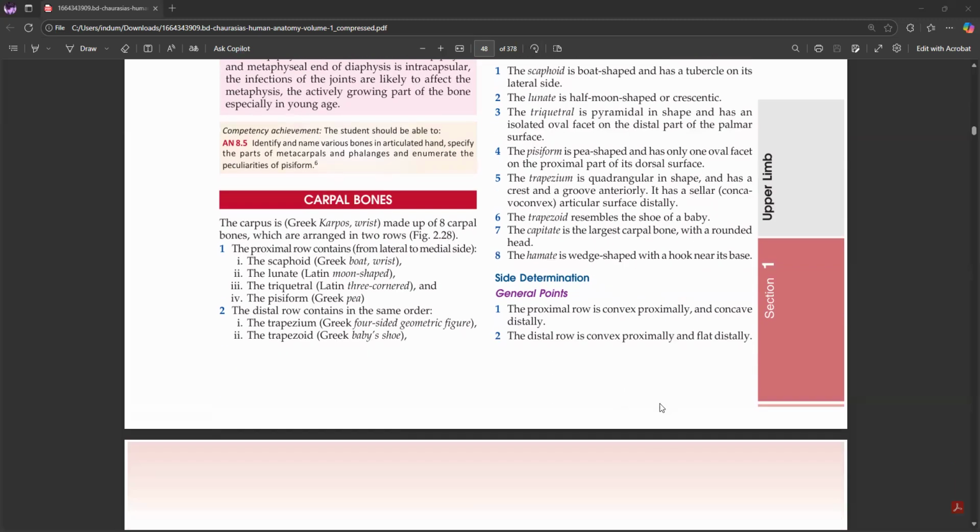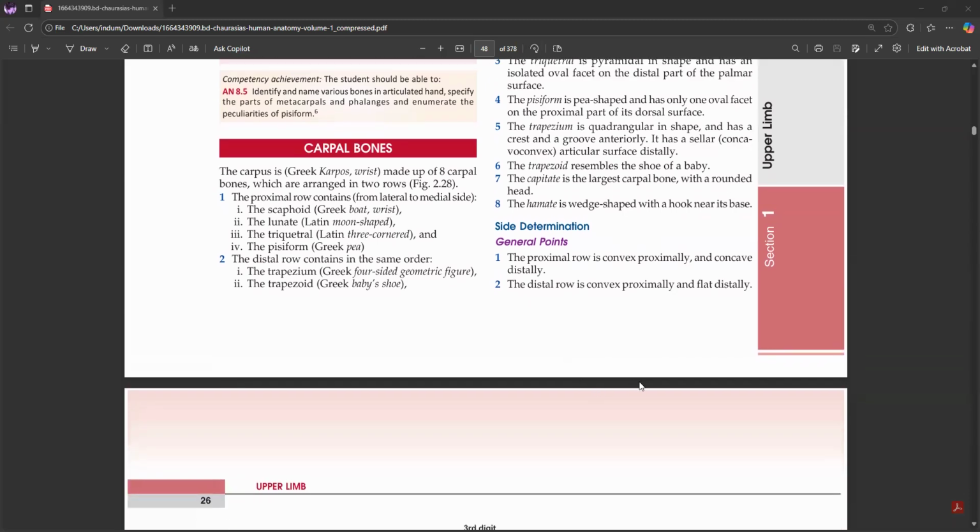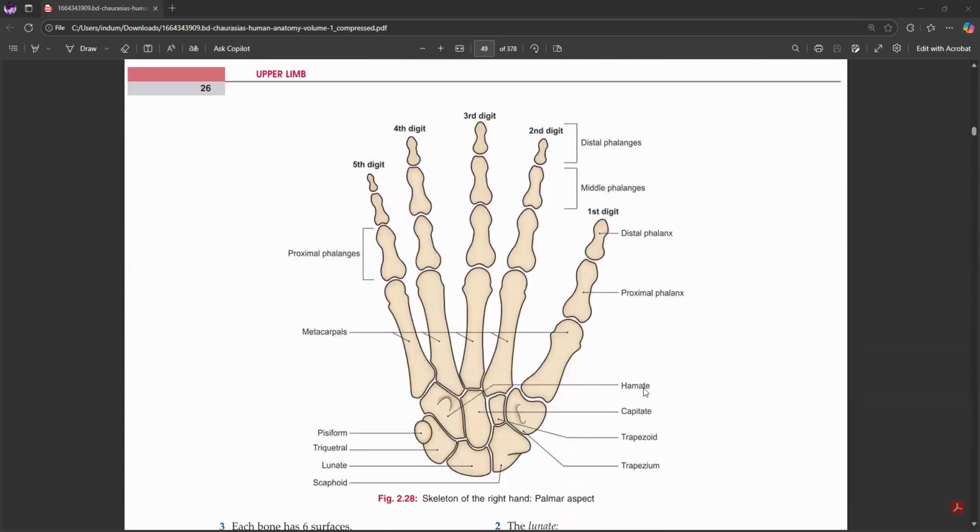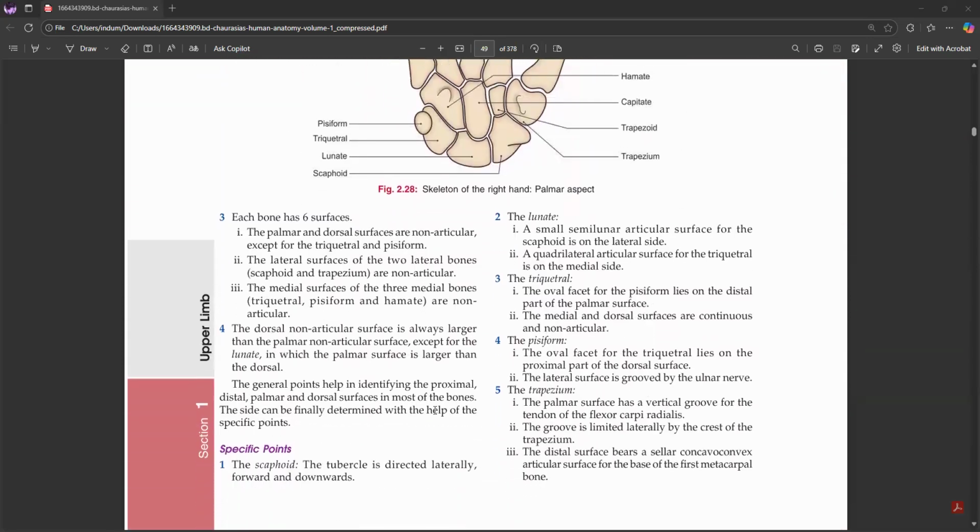Side determination. Journal points. Number 1. The proximal row is convex proximally and concave distally. Number 2. The distal row is convex proximally and flat distally. Number 3. Each bone has 6 surfaces.